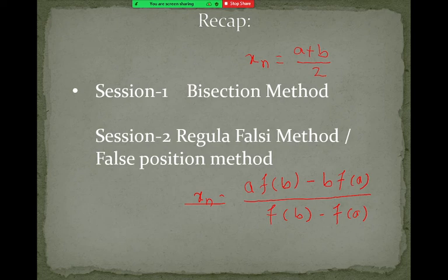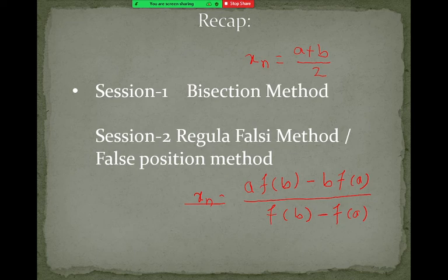So the formula is simple: a f of b minus b f of a, upon f of b minus f of a. It is based on the equation of a straight line, the equation of the chord joining the points (a, f of a) and (b, f of b). Mainly it is the chord which joins those points. So there are two names. Sometimes it is referred to as regula falsi, or sometimes as the false position method. Remember, both are the same method. So that is about the two methods we finished in the first two sessions.